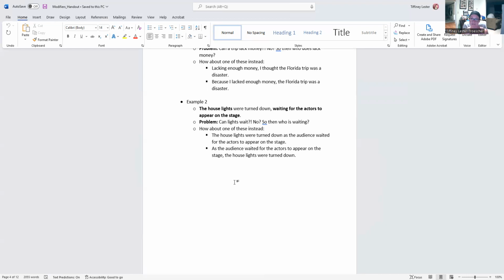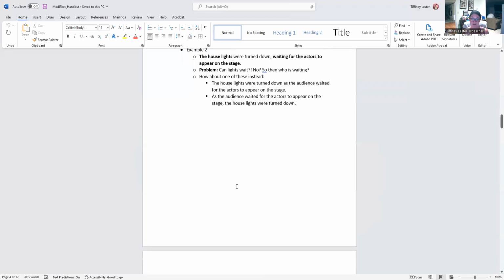So garbled sentences that are just in our haste of writing or our inability to choose which way we want to word something, we end up with sentences that are just unclear. The wording is just not sound. Then we have misplaced modifiers, and then we have dangling modifiers.